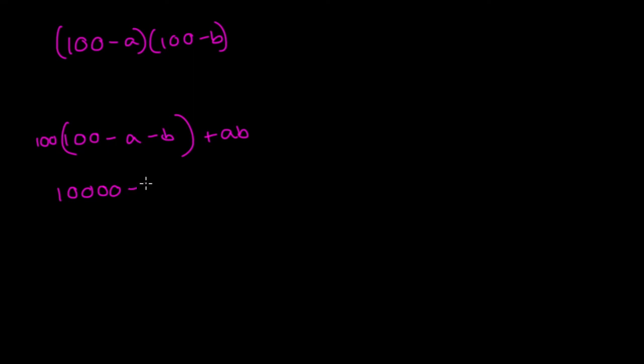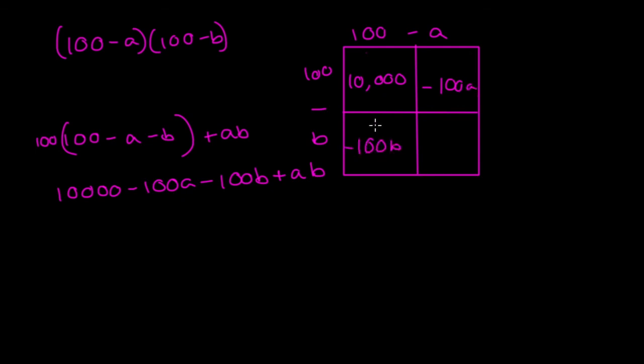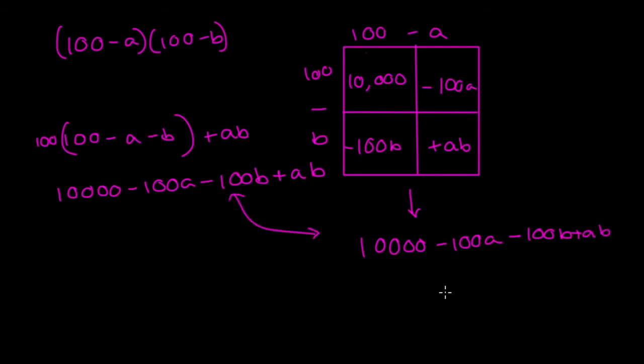And we're going to do the same thing that we did with our other trick. So 10,000 minus 100a minus 100b plus ab. Distribute, multiply the two binomials. I'm going to use good old box method here. Add the lines for our box model. 100 minus a, 100 minus b, multiply. This would be 10,000, negative 100a, negative 100b, and ab. Add them all up. And there we go, they are both the same. And so that was just the proof.